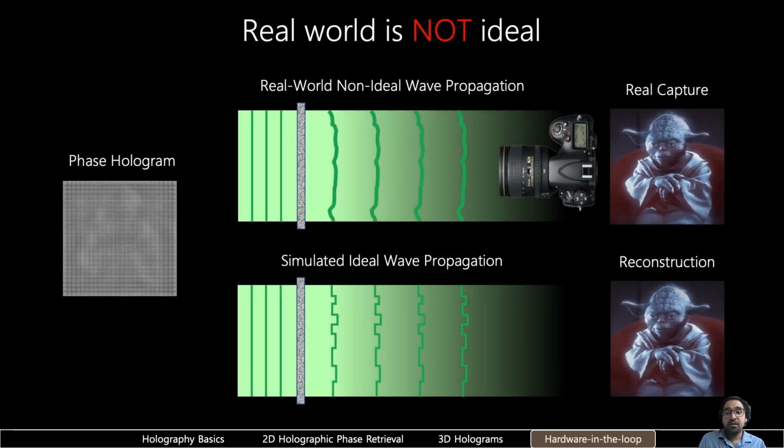As a result, when shown on a real display, these holograms show severe artifacts because of the underlying non-ideal real-world wave propagation, which is both unknown and severely deviates from the ideal wave propagation.